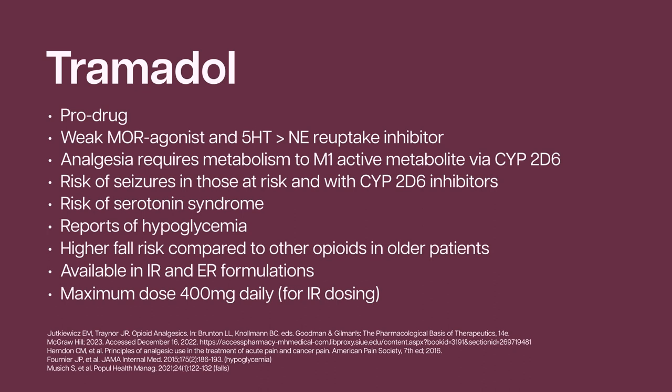Tramadol is a weak mu receptor agonist and a serotonin and norepinephrine reuptake inhibitor. It is also a prodrug and is extensively metabolized by CYP2D6 and CYP3A4 enzymes. Its two metabolites are more potent than the parent compound and contribute to the analgesic effect. It is used to treat mild to moderate pain and is associated with risk of serotonin syndrome, risk of seizures, also a higher fall risk compared to other opioids in older patients, and it is associated with hypoglycemia.